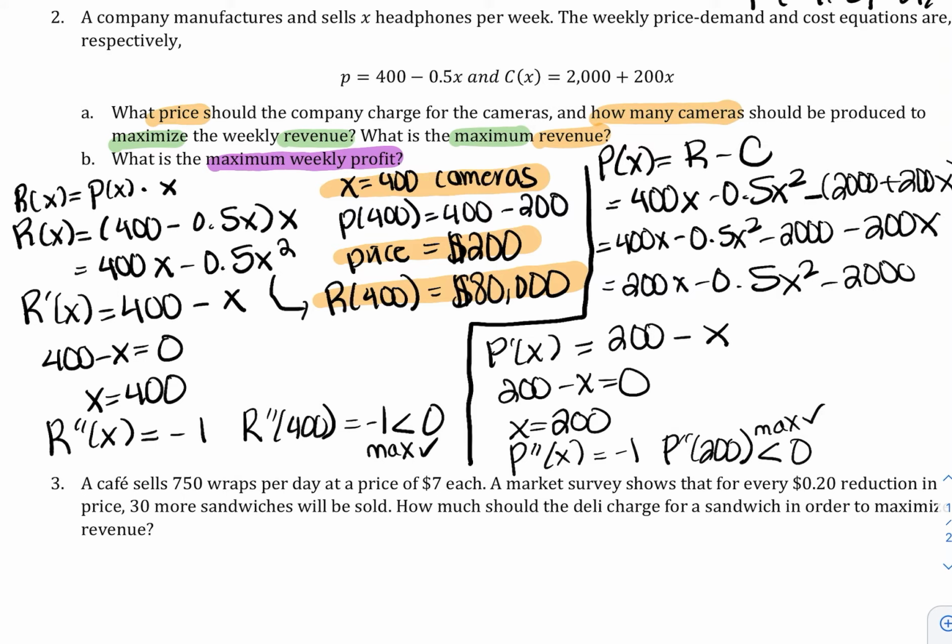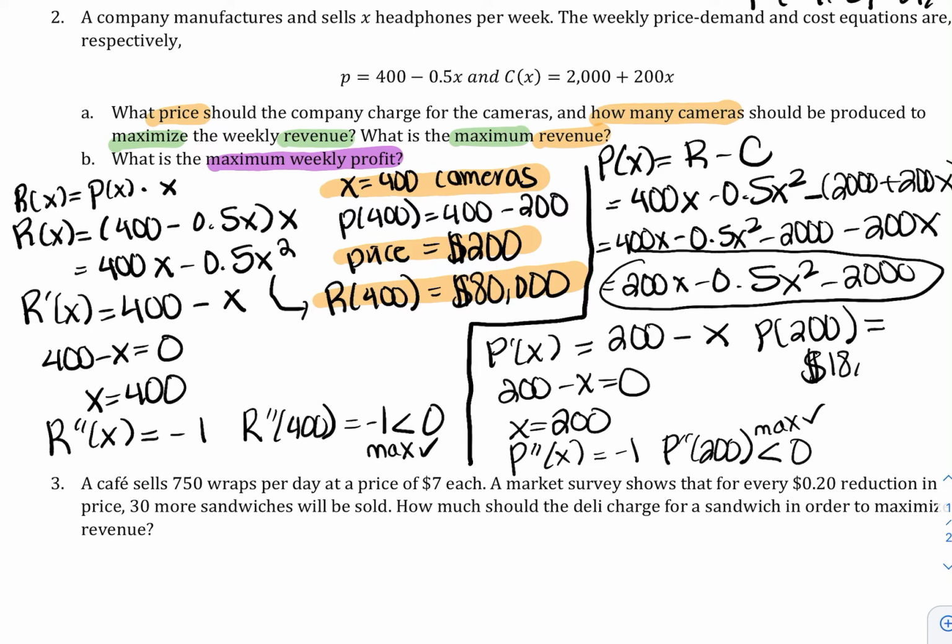But it's not asking me how many cameras gives me a max profit. It's asking me what is the max profit. So now I need to plug 200 into the profit function, which is this little guy right here. This is where I finish my profit function. When I do this, it's going to give me 18,000. And you can double check that in your calculator. So here's my answer for part B. Part B, they only asked me one thing: what is the profit?